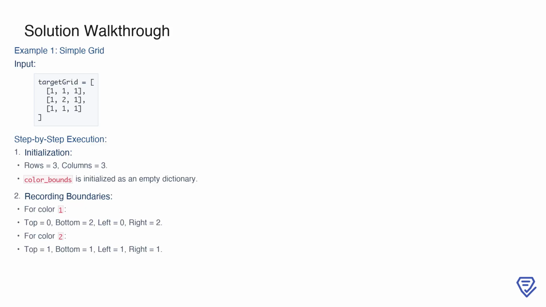Here, we begin by examining a simple grid where the goal is to determine if the grid can be printed by a strange printer. The input is a 3x3 grid with two colors, 1 and 2. First, we initialize the dimensions of the grid, 3 rows and 3 columns, and set up an empty dictionary color_bounds to track the boundaries of each color's rectangle.